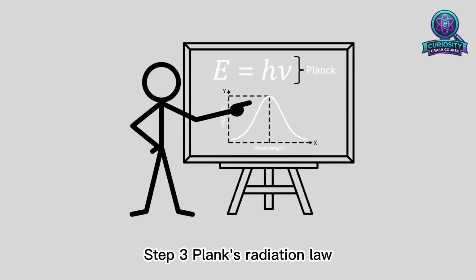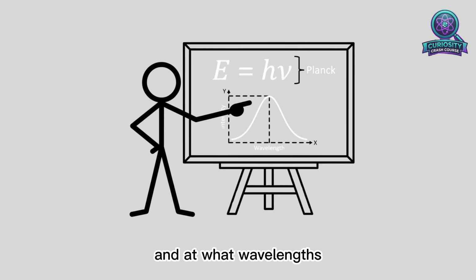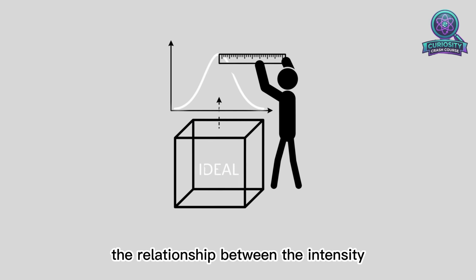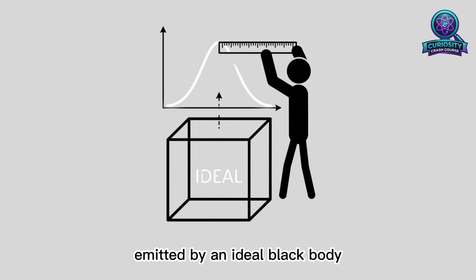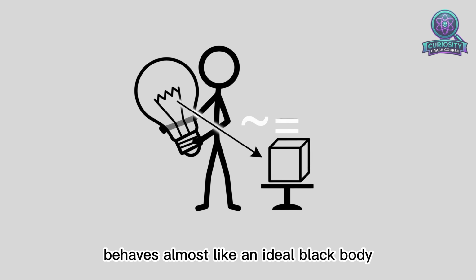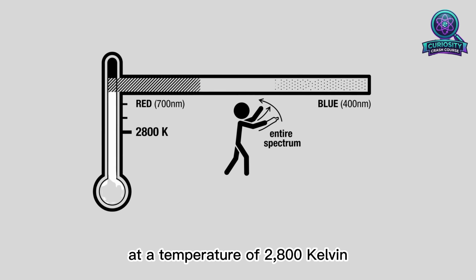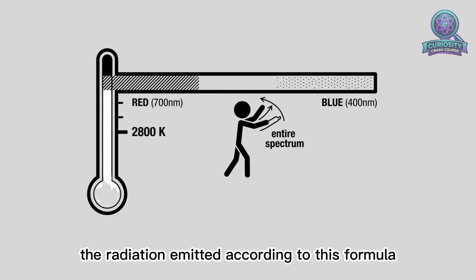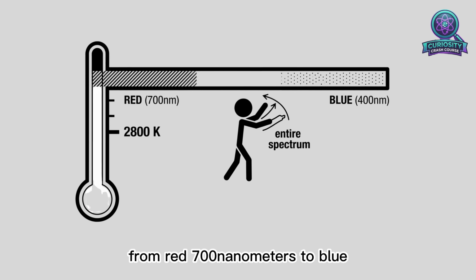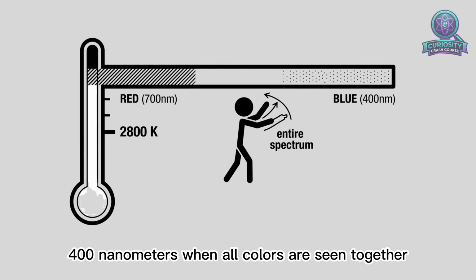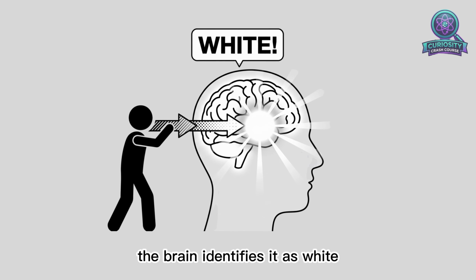Step 3. Planck's radiation law explains how much light an object will emit and at what wavelengths. It describes the relationship between the intensity and wavelength of radiation emitted by an ideal black body. The filament of our light bulb behaves almost like an ideal blackbody. At a temperature of 2800 Kelvin, the radiation emitted according to this formula spans the entire visible spectrum from red, 700 nanometers, to blue, 400 nanometers. When all colors are seen together, the brain identifies it as white.